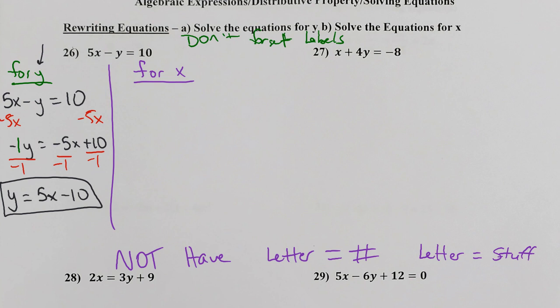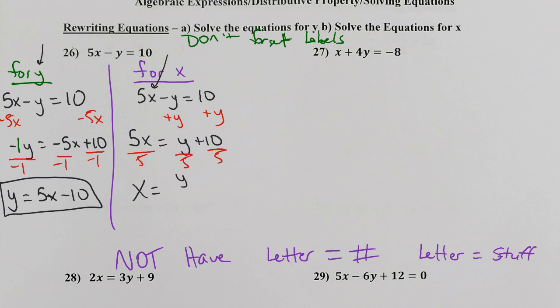It's the exact same concept for x, I just am doing it with the other letter. So I still have 5x minus y equals 10, but now I only care about that x right there. So the first thing I do is I got to add y to both sides because I want the negative y to go to the other side or cancel out. So I have 5x equals, and I like to write y first, y plus 10. X is not by itself, so the way to get x by itself is I divide everything by 5. I end up with x equals y over 5, or 1/5 y if you're thinking of slope-intercept form. 10 over 5 is 2.